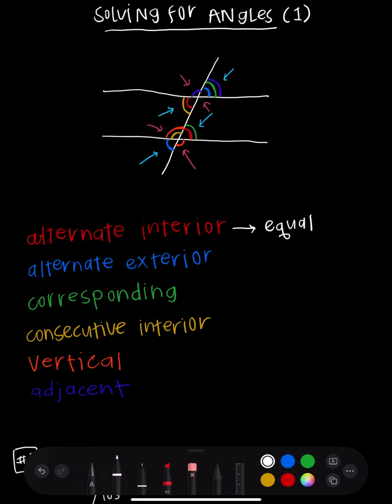And then the same thing goes for the alternate exterior. In the alternate exterior, we also named two of the smaller angles, so they're equal to each other. And this goes for all alternate exterior angles and all alternate interior angles. Corresponding angles are also equal to each other. And in our example, let's see, the corresponding, we decided the two smaller angles as well.